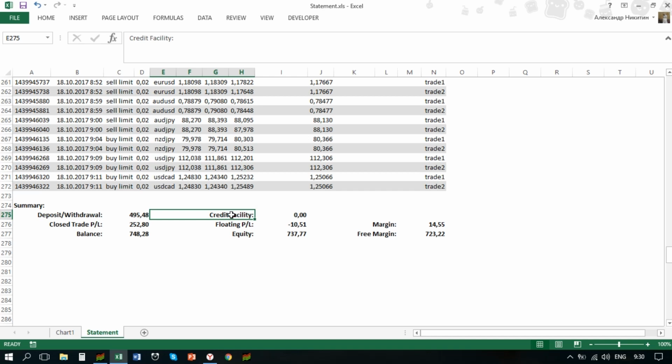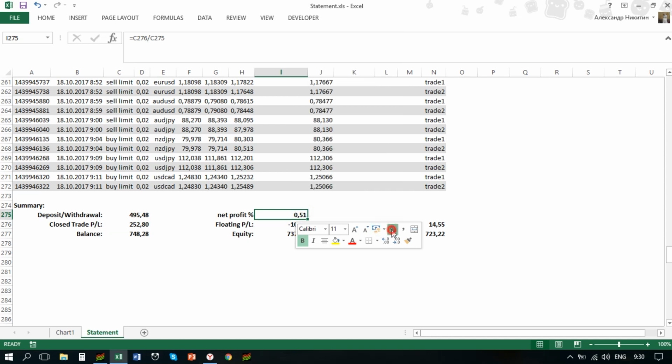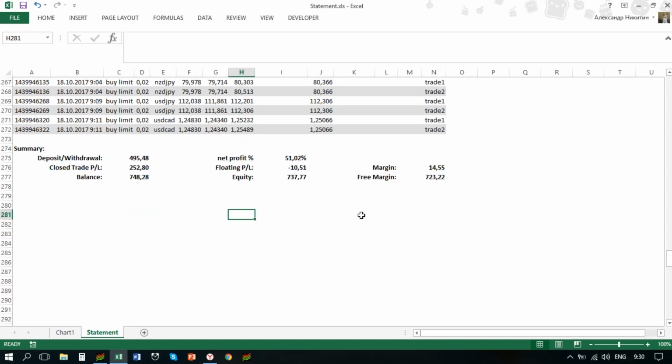The credit facility, I don't know what this is, so let me calculate it this way. I will do net profit percentage. Yes, everybody's interested in this. What is the net profit percentage after these 2 months of real-time trading? It is pretty simple. It equals what I have generated divided by what I started from. Enter, and it is 51%. 51% return on investment.